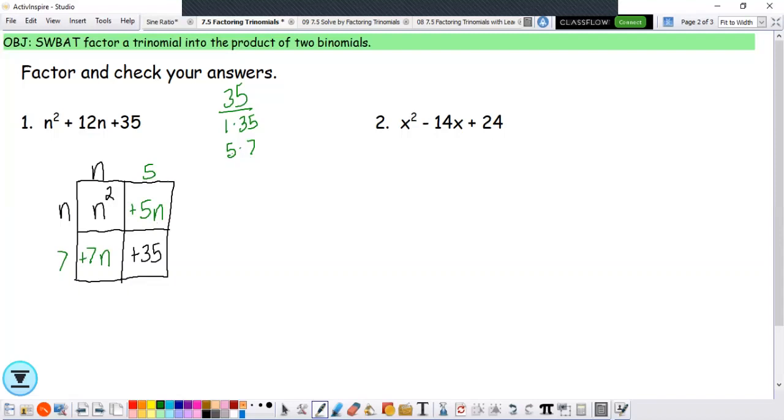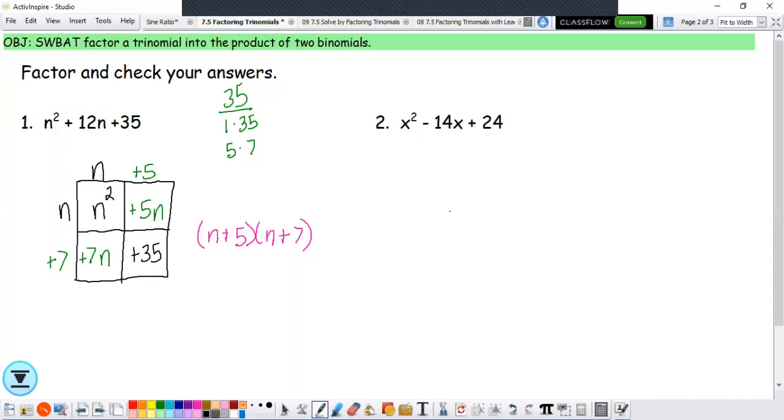To get a positive 12n, these would both have to be positive, and a positive 5 times a positive 7, just to check, is in fact 35. So it is safe to say that n plus 5 times n plus 7 is the factored form of n squared plus 12n plus 35.